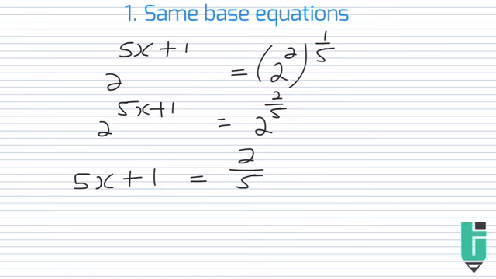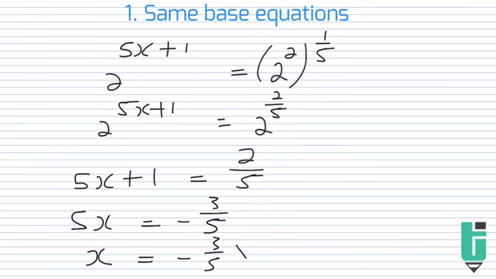So we'll take the plus 1 over to the other side and subtract 1. So we'll have 5x is equal to minus 3 over 5. Then all that's left to do is to divide by 5. So we'll have minus 3 over 5 divided by 5, but we can multiply and say 1 over 5. And then our answer will be equal to minus 3 over 25.